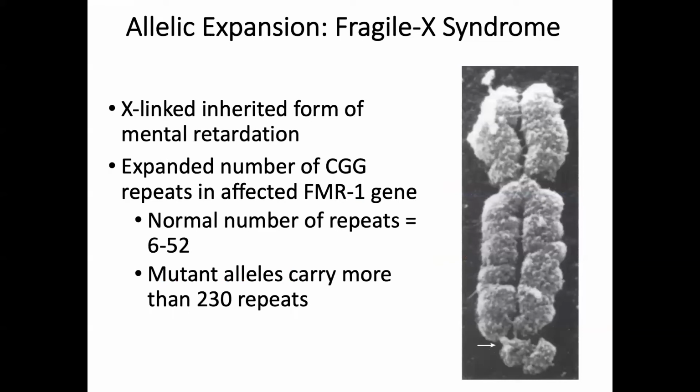Previously, we talked about Fragile X syndrome, and several of you had questions on how this happens, okay? So the answer is allelic expansion caused by trinucleotide repeats, okay? This picture shows a human X chromosome that contains the fragile site in the long arm. This site is caused by the allelic expansion of a CGG repeat. Fragile X syndrome is one of the most common forms of intellectual disability. It is seen in about 1 in 1,250 male births.